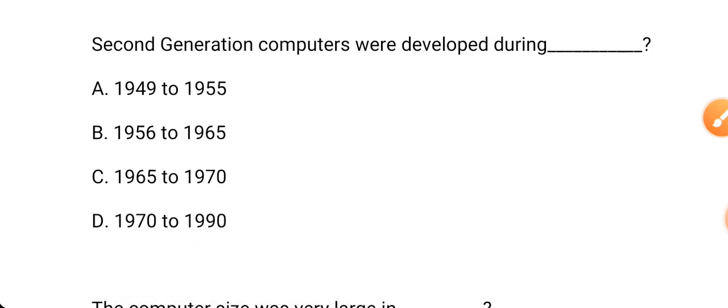Next question. Second generation computers were developed during dash question mark. Its answer is option B, 1956 to 1965.